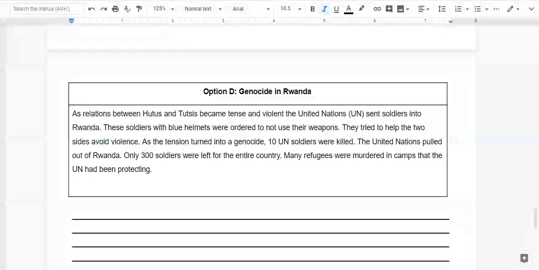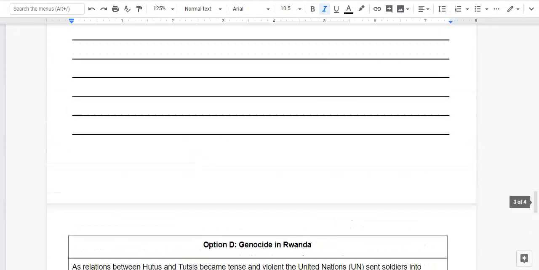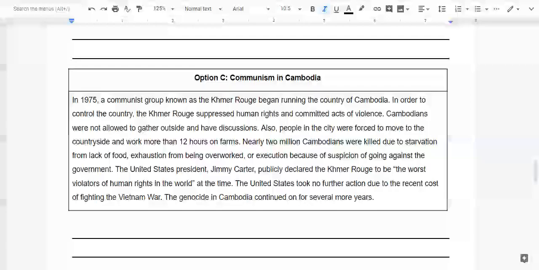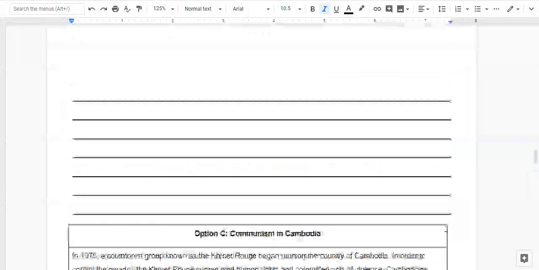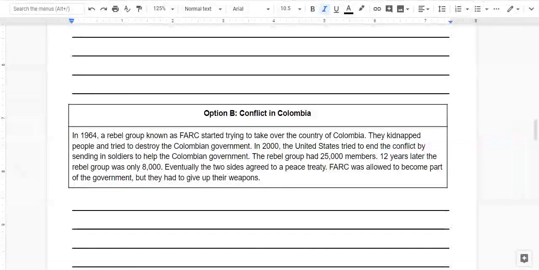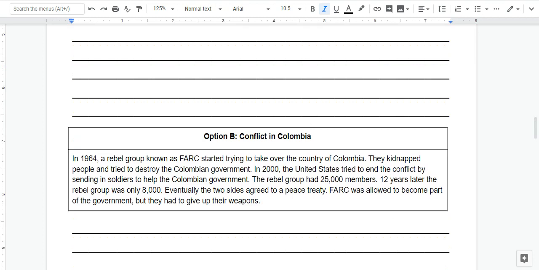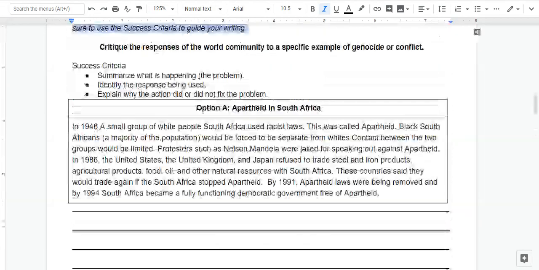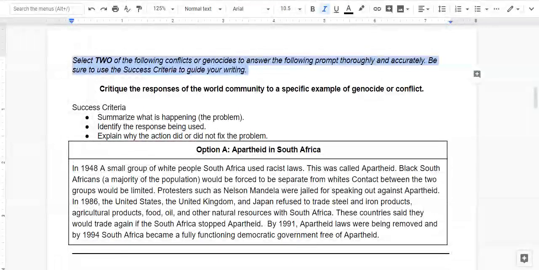So I definitely think you should go after maybe genocide in Rwanda since we watched a movie about it and studied it. And then maybe Cambodia or Colombia. So I would probably do Colombia and Rwanda, but you can do whichever ones you want. What you're going to do is critique. That means like judge, say if it worked or not. Was it a good idea? Was there a better option?